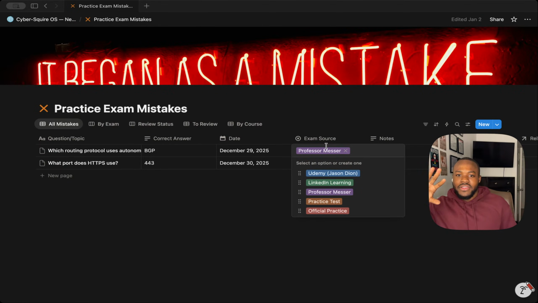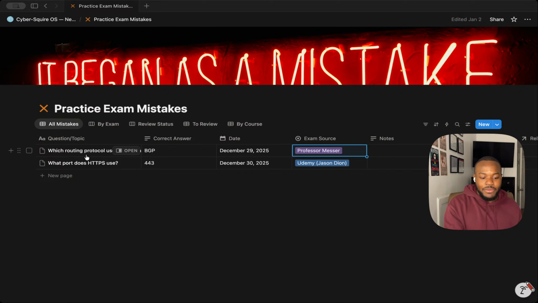Instead of having to look at screenshots here, look at labels, look at notes that you put here. You're trying to redesign and reinvent the wheel. We have this. So you can keep your questions. You can copy and paste the question here, for example, right? What port does HTTPS use, right? 443. Cool. And then, of course, you can log the date that you did this on.